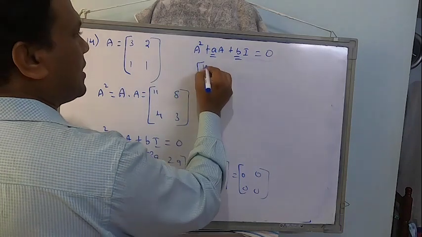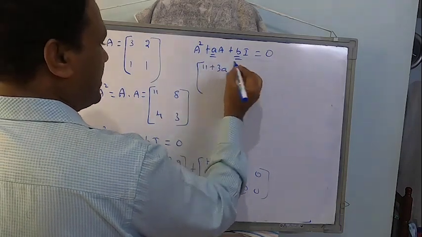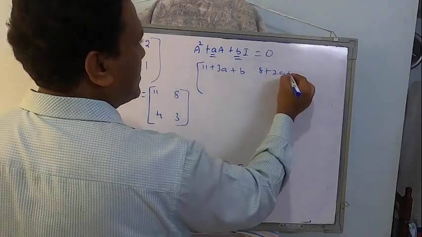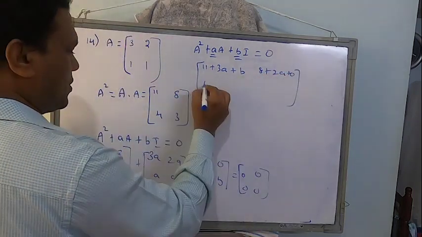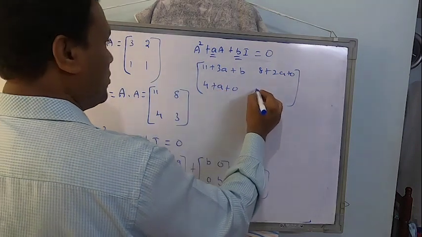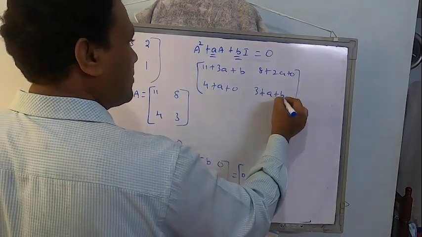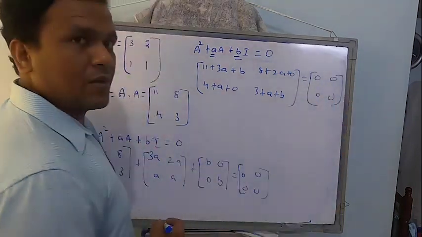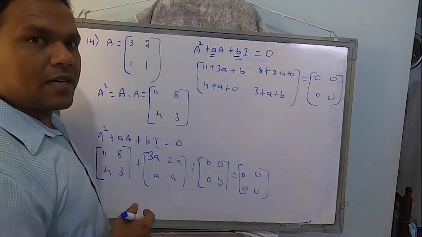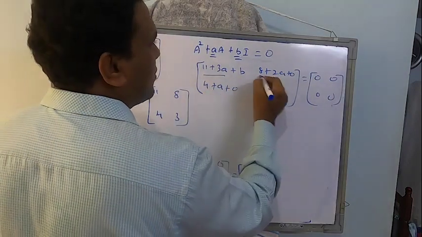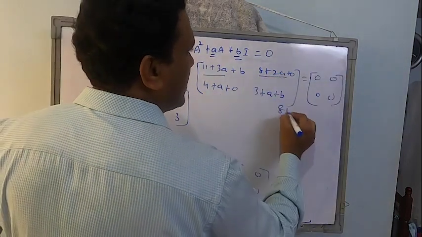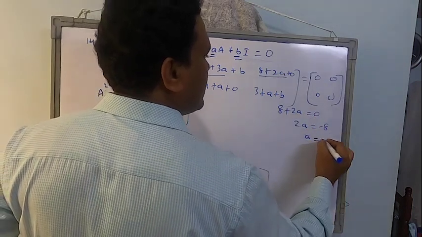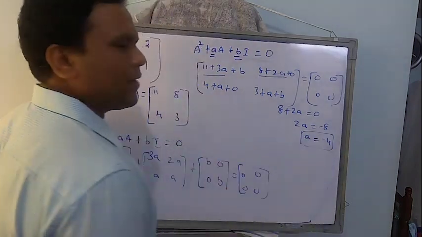So in the left hand side, 11 plus 3a plus b, first element, then 8 plus 2a plus 0, right? And the next 4 plus a plus 0, next 3 plus a plus b, correct? And on the right side we have the zero matrix. Two matrices are equal, that means their corresponding elements also should be equal. I can equate any of this. First let me equate this. 8 plus 2a is equal to 0, 2a is equal to minus 8, or a is equal to minus 4. I got the value of a.